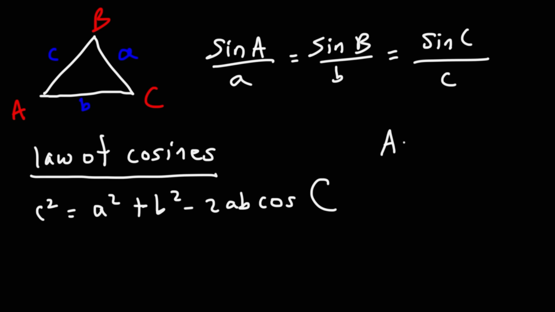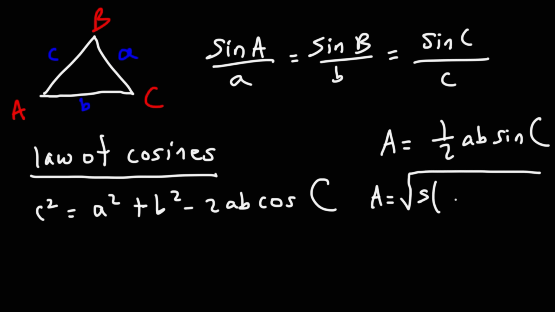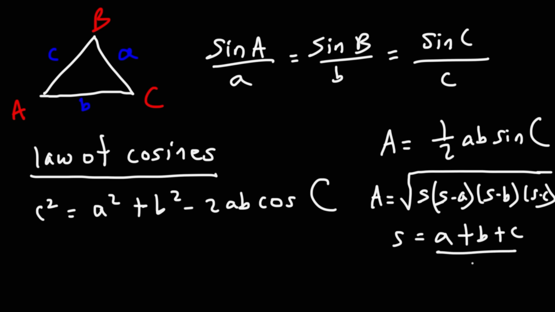Now to calculate the area of a triangle using trig, it's 1/2 AB sine of angle C. Another way you can calculate the area of a triangle is using Heron's formula. If you type in Heron's formula, organic chemistry tutor, in the YouTube search bar, you'll see some examples on how to use this. The area is going to be equal to the square root of S times S minus A, S minus B times S minus C. And S is basically half of the perimeter of the triangle. It's A plus B plus C divided by 2.